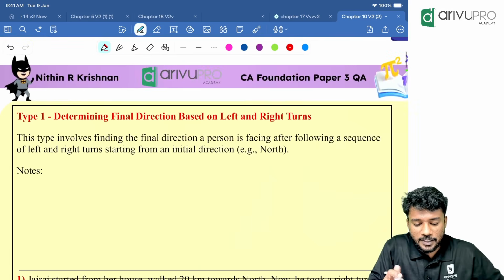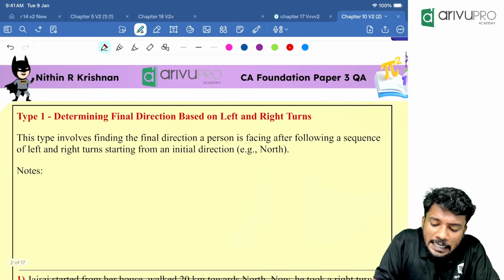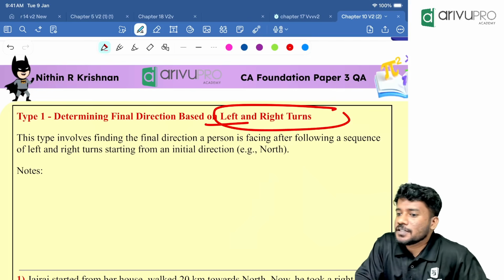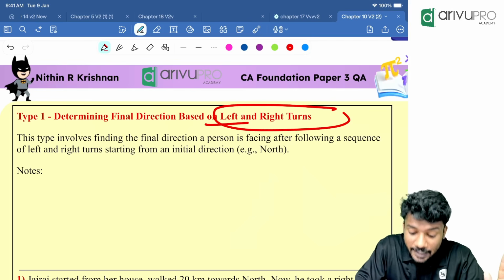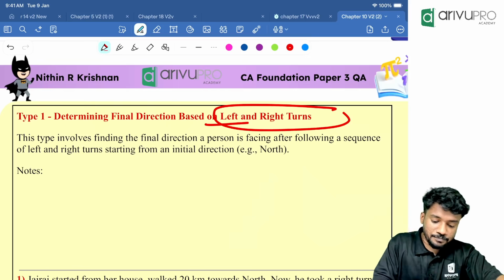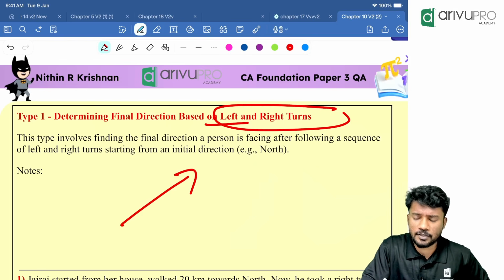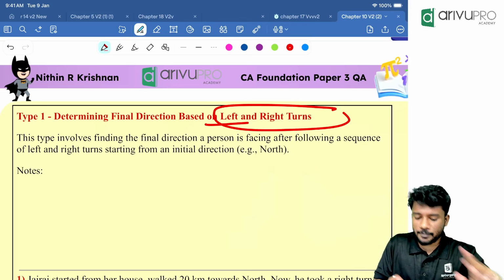Now, first one is questions based on left and right turns. They will just say left turn or right turn based on the initial direction. Now, there is a shortcut. How have you studied? Have you studied with direction drawing and all? Okay, fine. I'll teach you another method then.